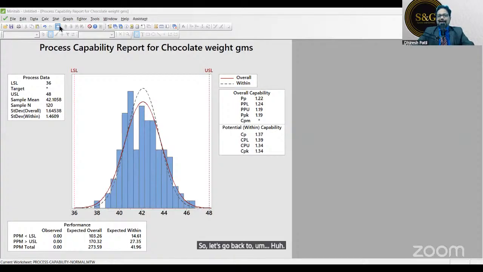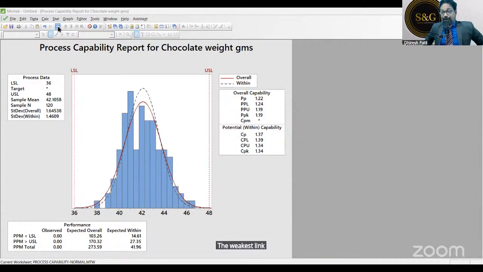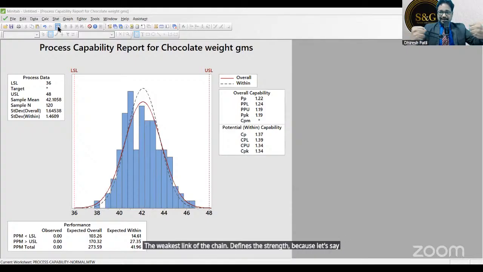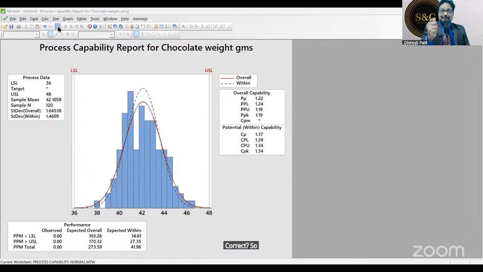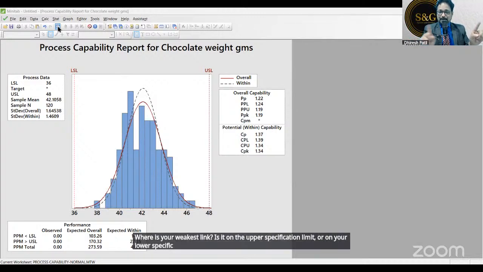So Anuj, that's what I said, because of the example which I gave you: the weakest link of the chain defines the strength. If you pull the chain from both directions, it will break at the weakest link. Correct? So Cpk is your process capability. Where is your weakest link? Is it on the upper specification limit or on your lower specification limit? Wherever it is lower, that is your process capability.